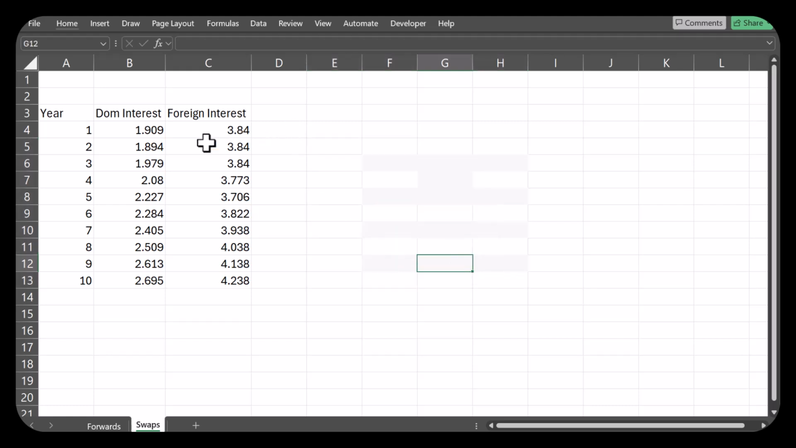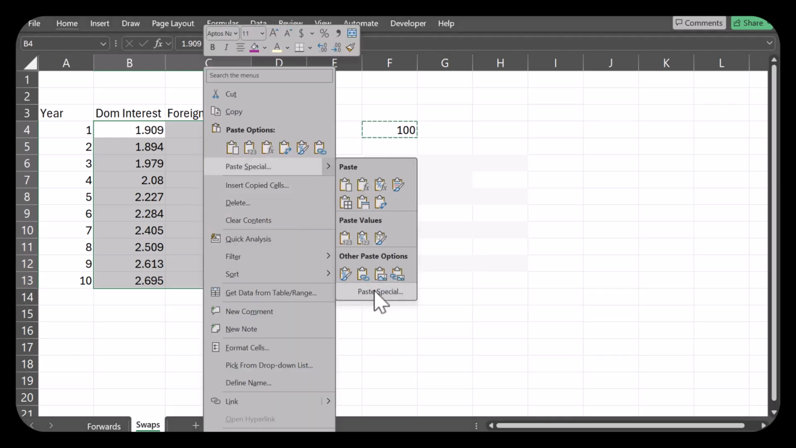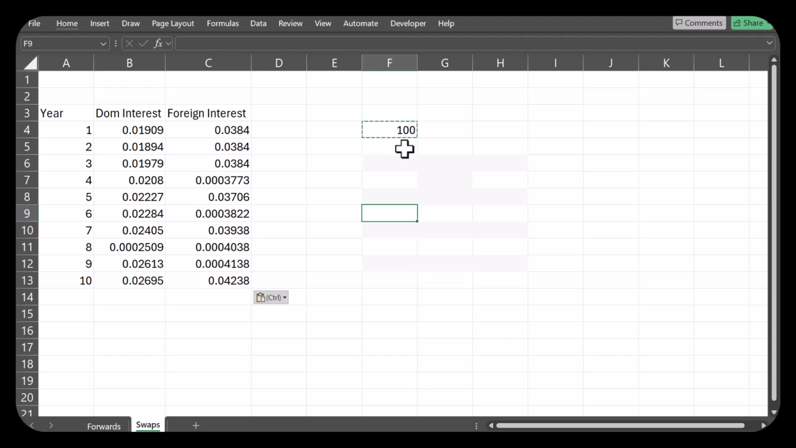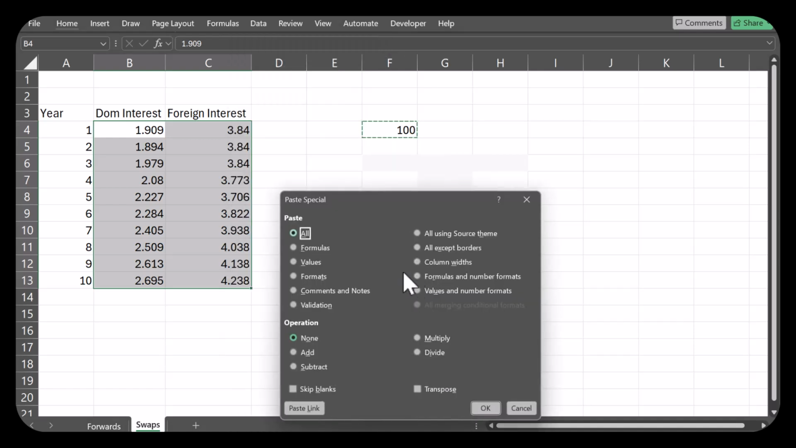Now, if you want to divide a group of numbers by the same number, write the number somewhere, copy, select those numbers, right click, go to paste special, values, divide. What happens here? Oh, because I have formulas there too. Let me make these values first.